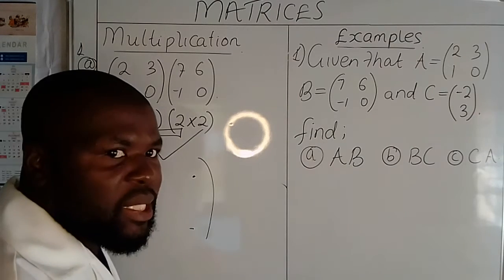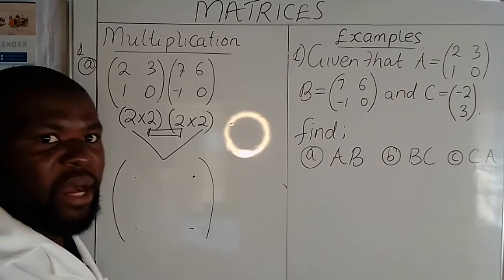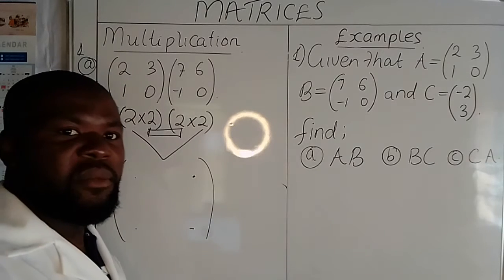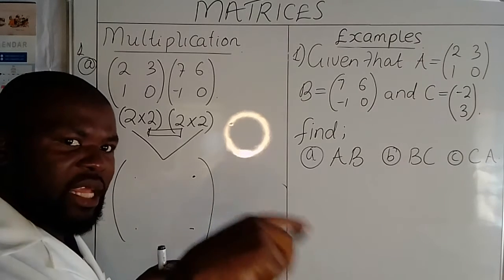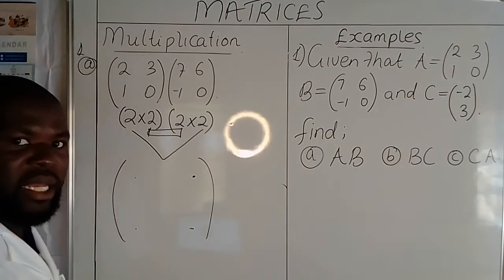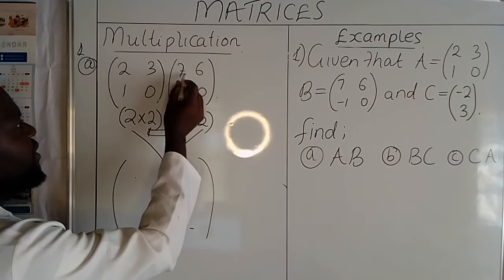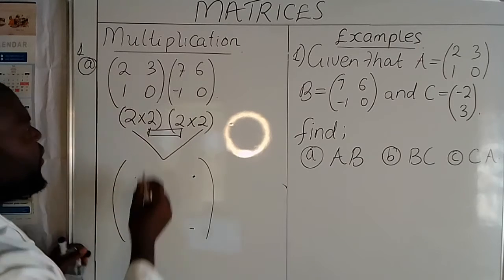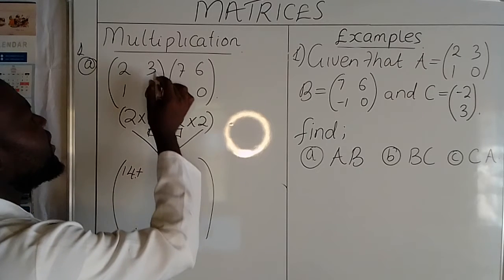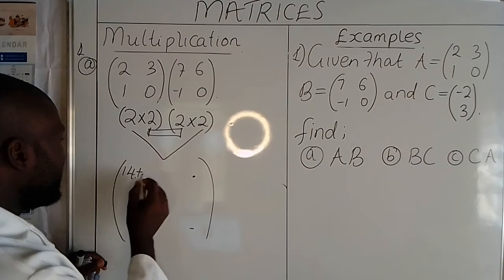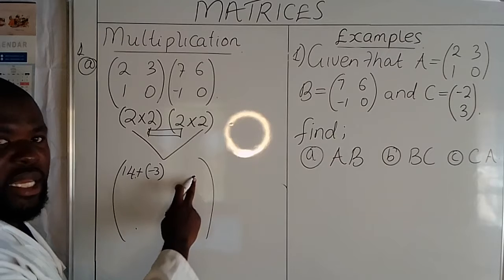Multiplying the two matrices, we multiply row by column. Each one of the elements in this particular row should be multiplied by the corresponding element in the particular column. So we say 2 by 7, we are getting 14, plus 3 by -1, we are getting -3. Okay, so we move on to the other one here.